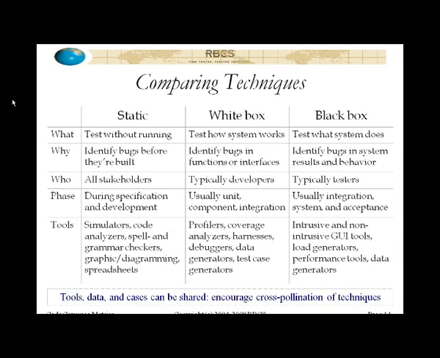static techniques like reviews and static analysis and so forth that involve testing without running, and those are going to identify bugs, in some cases before the bugs are built, if you're doing a static review of a requirements or design specification. This is something that would typically involve, ideally, as many stakeholders as possible and happen during specification and development. And then there are a wide variety of tools available to do static analysis and support this. So it's a good idea to use static techniques, including code reviews, but also other things, prior to getting into coding.